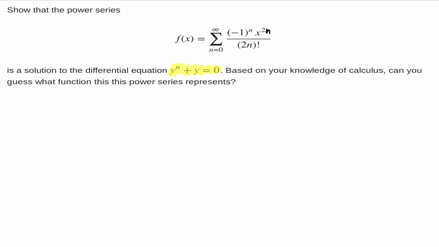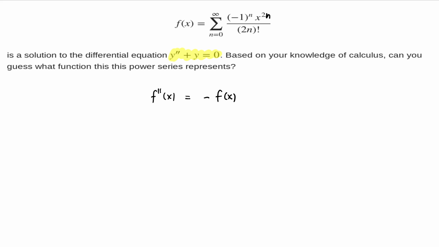Okay, and so in reality what we have to show here is that if we take two derivatives of our power series function, we should get back the negative of the power series itself. And so that's our goal. So let's just take some derivatives then. So here our power series function, f of x is equal to sum, n goes from 0 to infinity, negative 1 to the n, x to the power 2n over 2n quantity factorial.